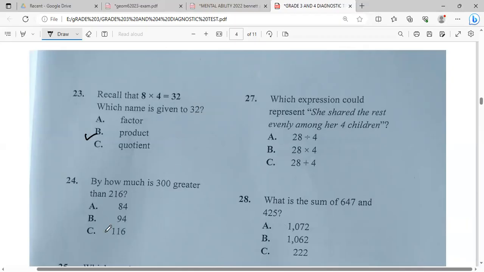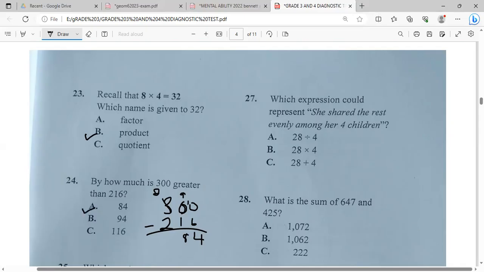By how much is 300 greater than 216? What they want you to do is to subtract 216 from 300. All right, so let's go. 6 from 0, we can't. So what we're going to do, we're going to take 1, because my students say I should not say borrow, because it ain't giving it back. So we take 1. So we put the 9 there, 6 into that. 6 from 10, leave 4. 1 from 9, leave 8. And 2 from 8. So that would give us 84.